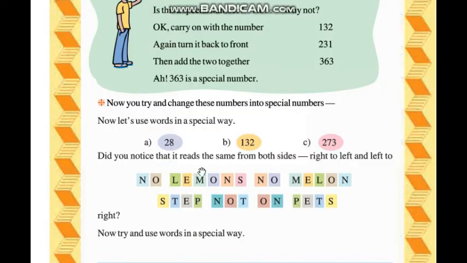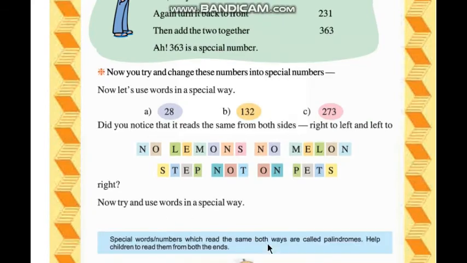Did you notice that it reads the same from both sides, right to left and left to right? No lemons, no melon. If we read from right to left, it reads the same. That means no lemons, no melon. Here, step on no pets. Step on no pets. Right? Now try and use words in a special way.